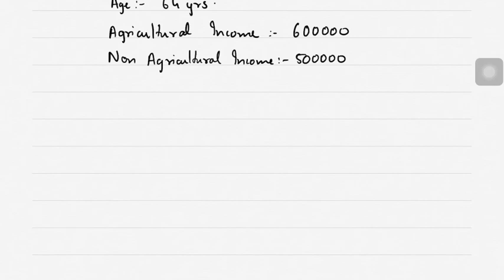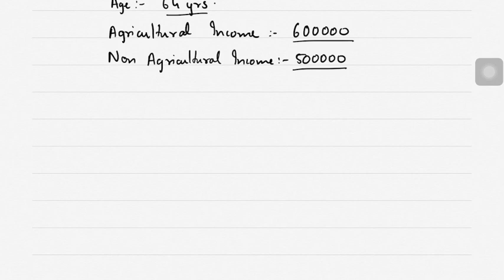Hello students, in the previous lecture we learned how to compute income tax when you have agricultural income. Let us solve one more problem. Now in this example, let the age of the assessee be 64 years. Agricultural income is 6 lakhs, non-agricultural income is 5 lakh. As non-agricultural income is not exceeding 5 lakhs, you get a rebate under section 87A of 12,500 maximum.